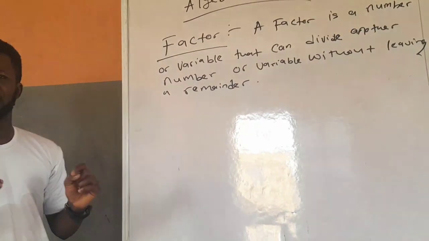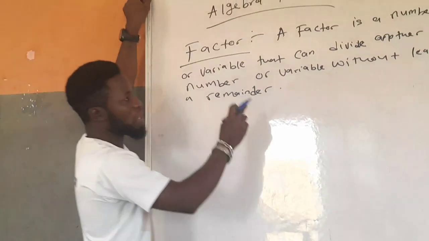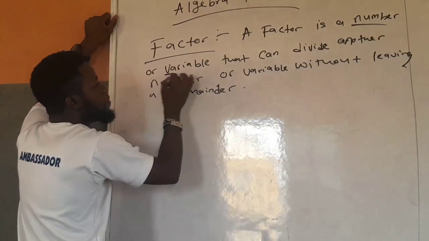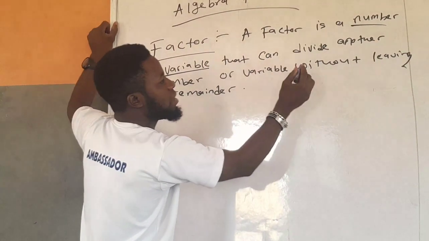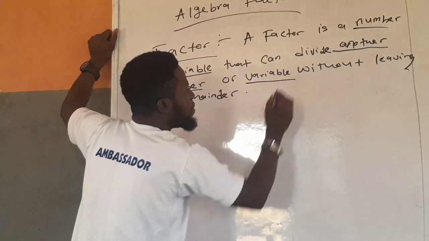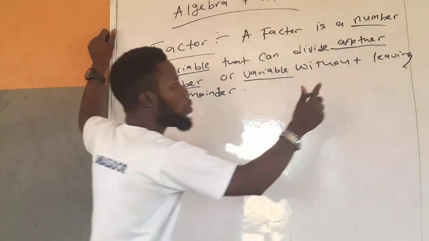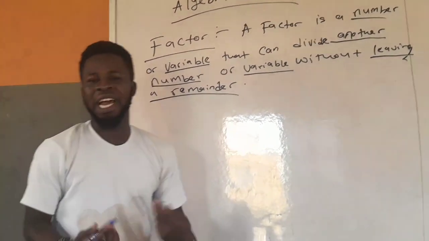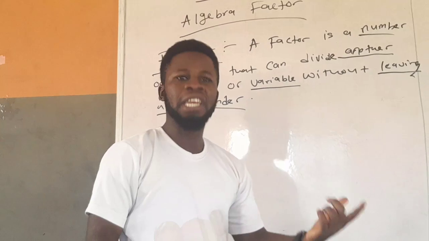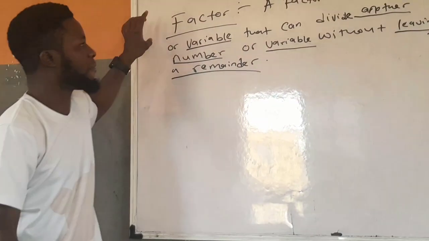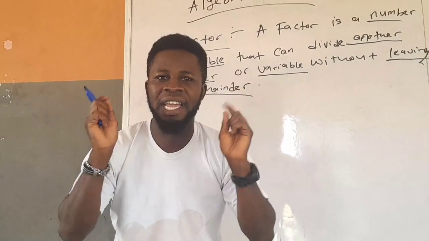There are some basic things you need to know. The first one is a number or variable that can divide another what? Number or what? Variable. And the last one is without leaving a what? A remainder. You know, there are many numbers that can actually divide a number, and some will leave a remainder. But when you talk about a factor, it must not leave a remainder.